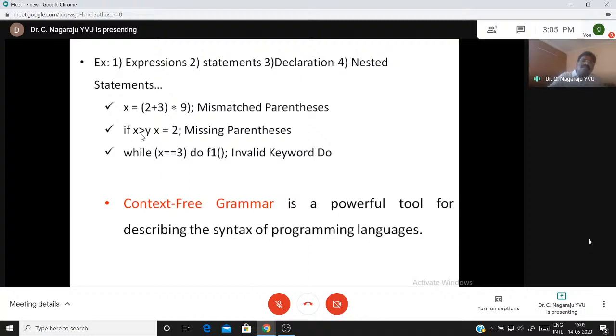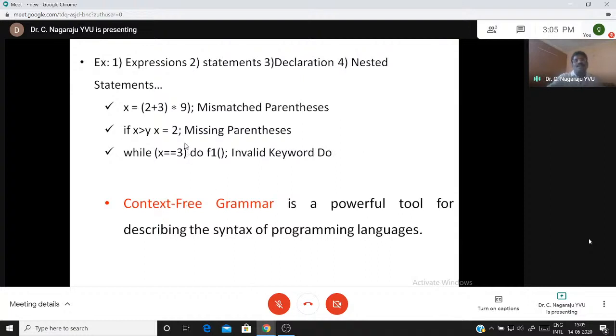For example, if x greater than y, x = 2. The syntax of the if statement is if, open bracket, x greater than y, close bracket, and then x = 2. But here the parentheses are missing. In the third case, while x = 3, do f1 function, calling the f1 function. This is an invalid keyword, because do is a keyword, but here we are using it as a variable or something. That is why it identifies the error: invalid keyword do.